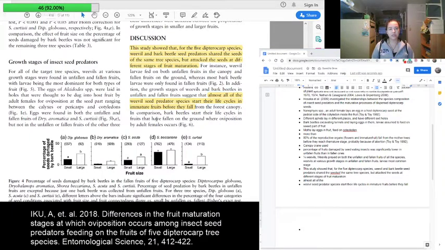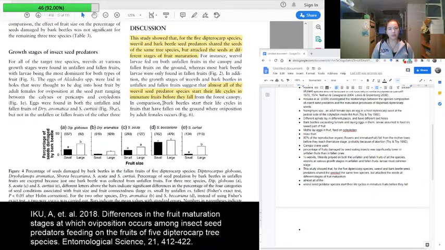Okay, in comparison, bark beetles start their life cycles in fruits that had fallen on the ground. So what I'm finding would be hard to distinguish because I'm only collecting the fruits and flowers that have already fallen on the ground, because we haven't found a safe way to actually collect them from the canopy yet.